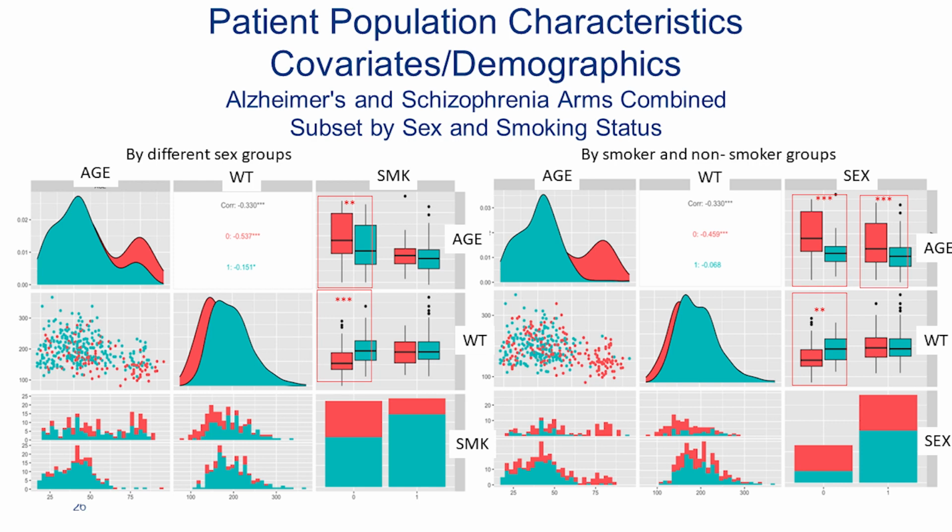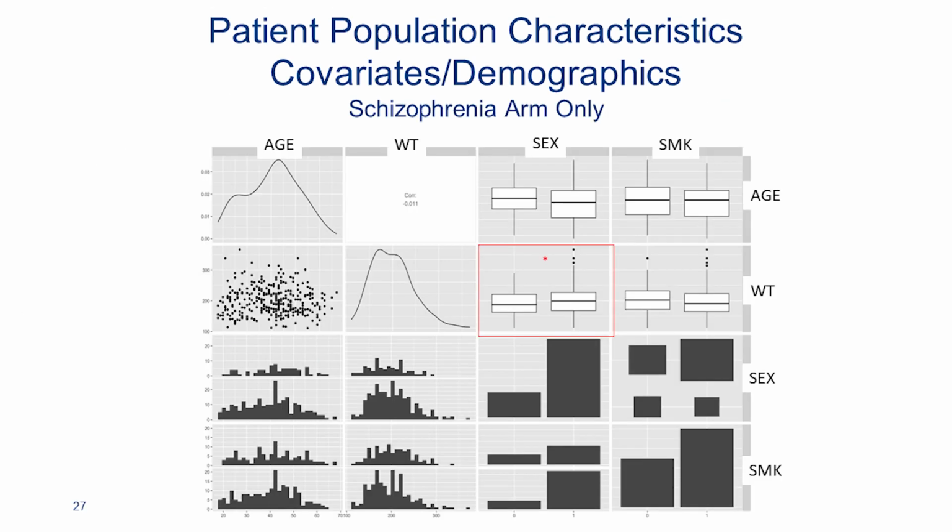By weight, again, you see that for smokers and non-smokers, in females, the smokers tend to be a little bit lighter than in males, but it doesn't appear to be much difference in weight. So we start to get some insights about the distribution of these parameters. So what if we consider the study arms separately?